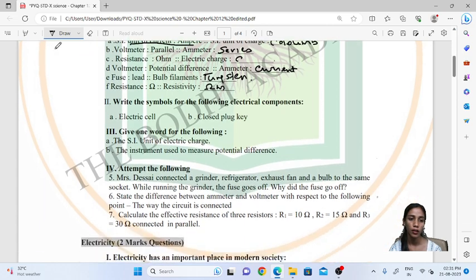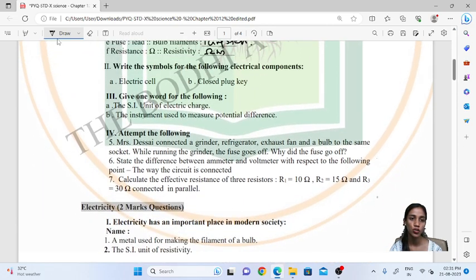Now our next question is to write the symbols for the following electrical components. What is the symbol for electric cell? The symbol for electric cell is the positive and the negative, only this much. Second is closed plug key, which means we have to show the closed plug key. These are the components used to make the electrical circuit.